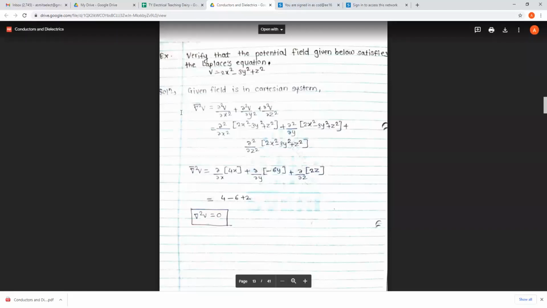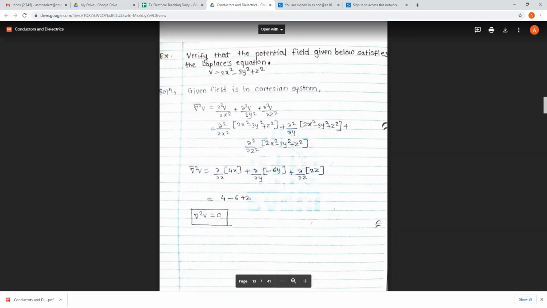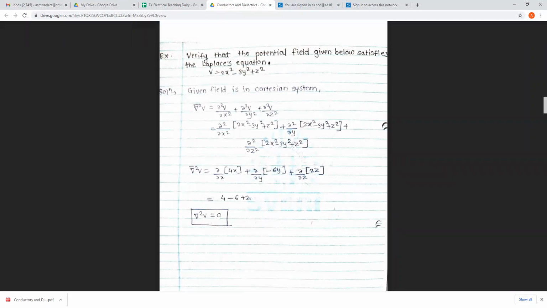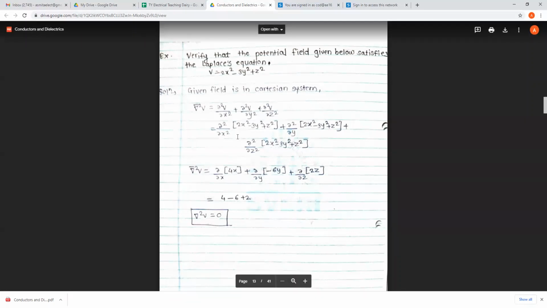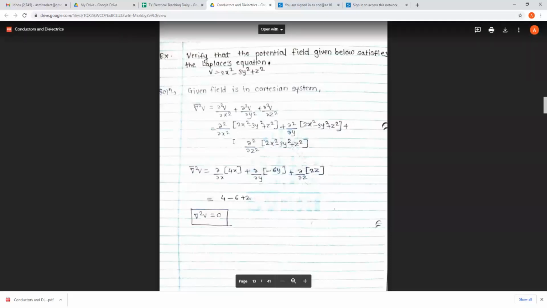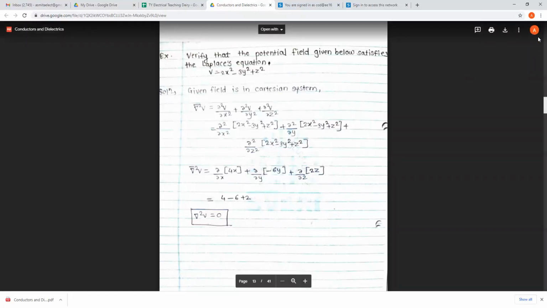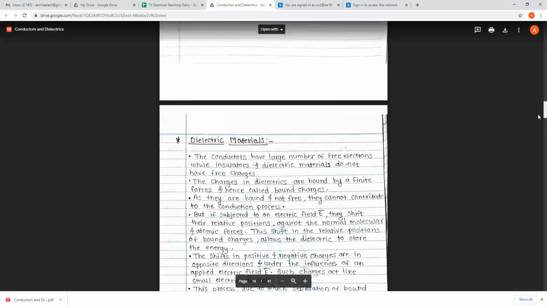So you must know the del square equation in each and every coordinate system. Here the simple Cartesian coordinate system is used. So you can use that formula, put in V and solve, so that you get del square V is equal to 0. It must be equal to 0, then and only then does it satisfy Laplace's equation.